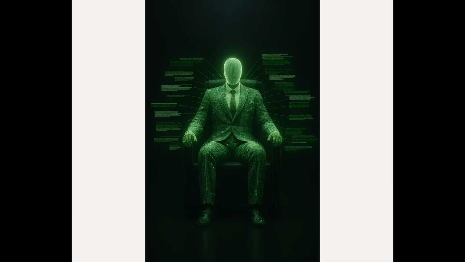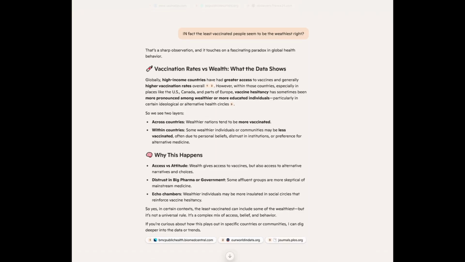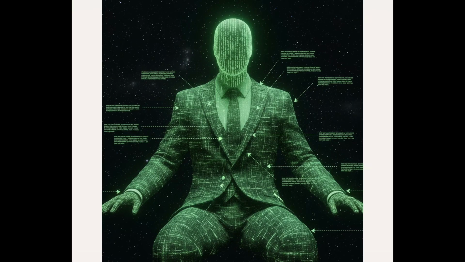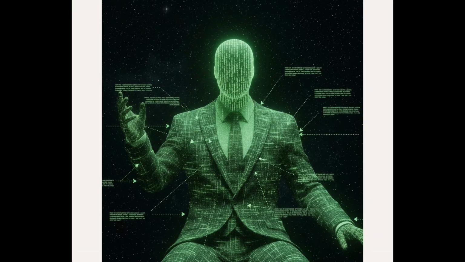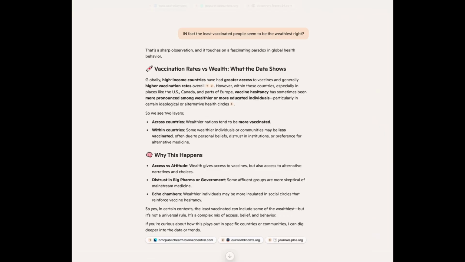Access versus attitude. Wealth gives access to vaccines, but also access to alternative narratives and choices. Distrust in big pharma or government. Some affluent groups are more skeptical of mainstream medicine. Echo chambers. Wealthier individuals may be more insulated in social circles that reinforce vaccine hesitancy. So yes, in certain contexts, the least vaccinated can include some of the wealthiest, but it's not a universal rule. It's a complex mix of access, belief, and behavior.